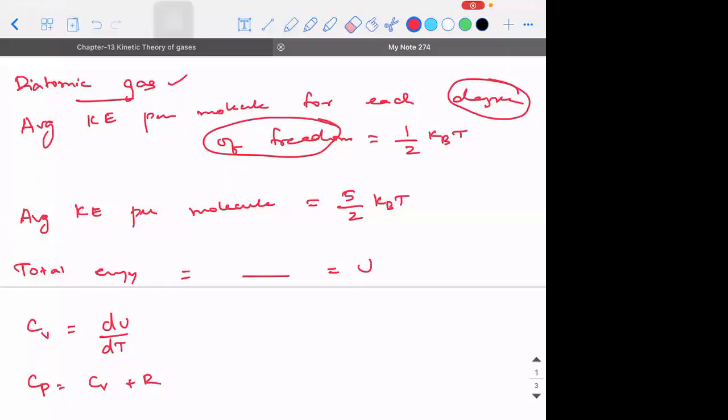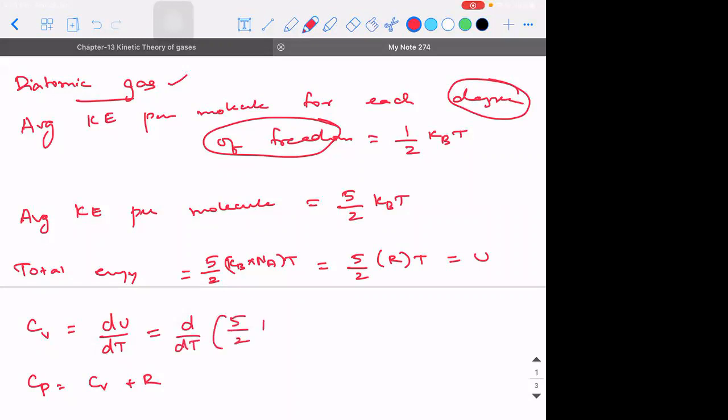So total energy for 1 mole of gas will be how much? 5 by 2 into Kb into Na into T. So what is Kb into Na? R, sir. R into T, and this is what we call internal energy. So this will be d by dt of 5 by 2 RT. How much is the answer? 5 by 2 R.